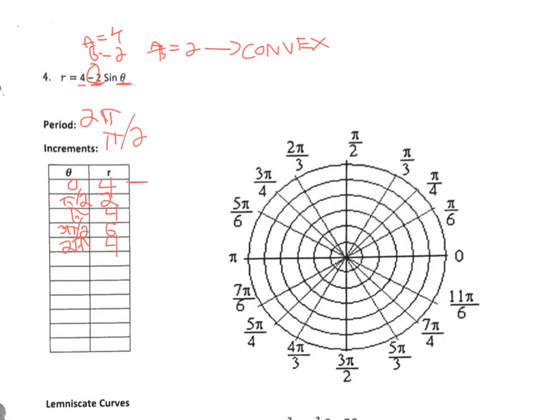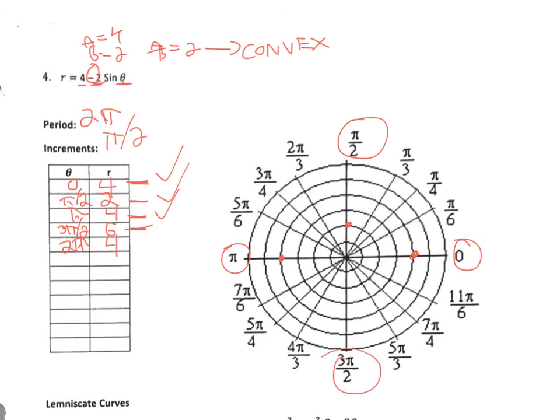If I graph 0, 4, I go to the angle 0, and then I put a dot at the 4th circle: 1, 2, 3, 4, right here. Pi over 2, 2. Here is the angle. Then we get to the second circle, right here. Pi, 4. We go to the angle pi. Then we go to the fourth circle: 1, 2, 3, 4. Right here. A little check mark there. 3 pi over 2, 6.